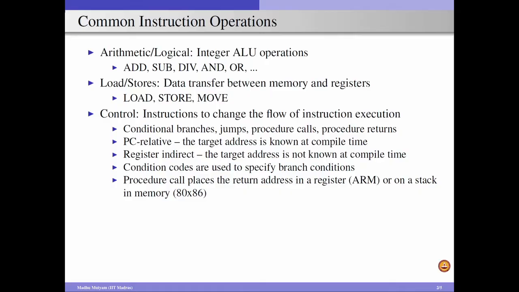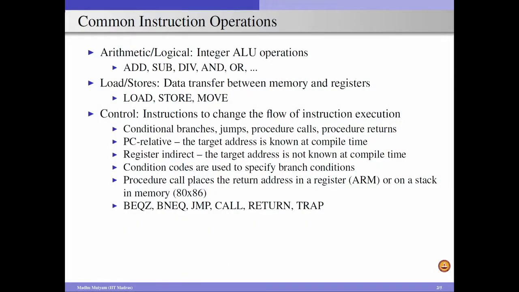And because control transfer instructions also include procedure calls and procedure returns, when we are making a procedure call, we are actually going from the current instruction address to a different instruction address which may not be in the sequence, and after executing that procedure we have to come back to the next instruction in the sequence from where we called this procedure. So, there are two ways in which we store the return address. In the case of ARM, we store this return address in a register, and in the case of 80x86 we use a stack to store the return address.